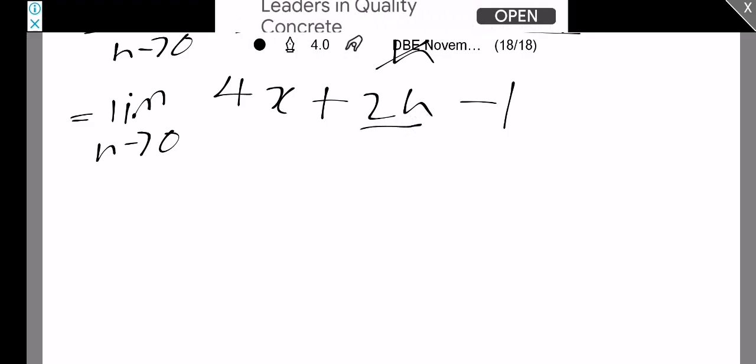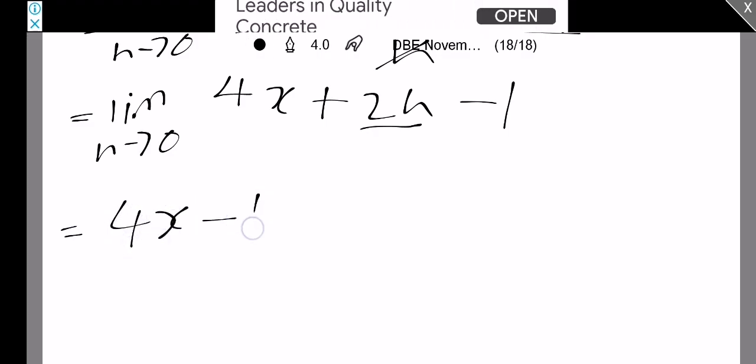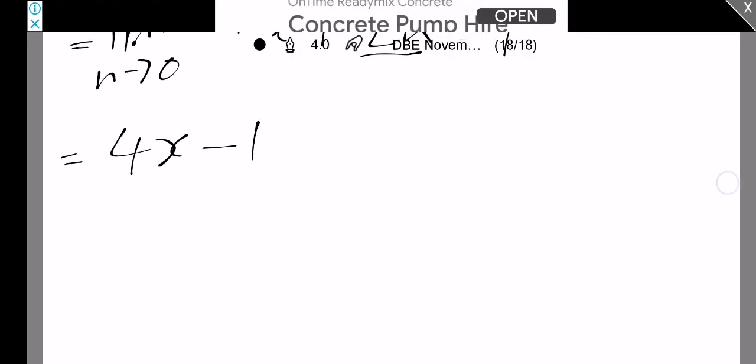Now, since we don't have h as a denominator, when h approaches 0, 2 times h is 0. We are now left with 4x minus 1. This is where you drop the limit as h approaches 0, because you have applied it. It's going to be 4x minus 1. Then you get your full marks there.